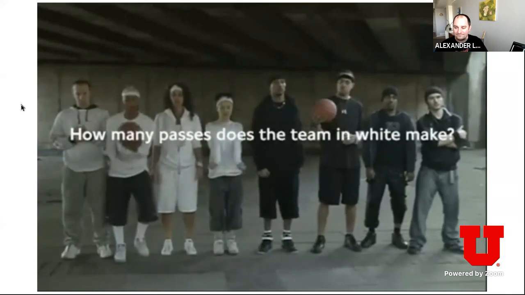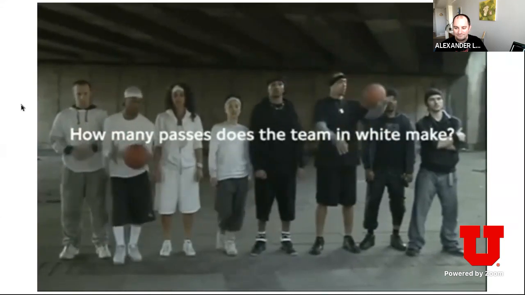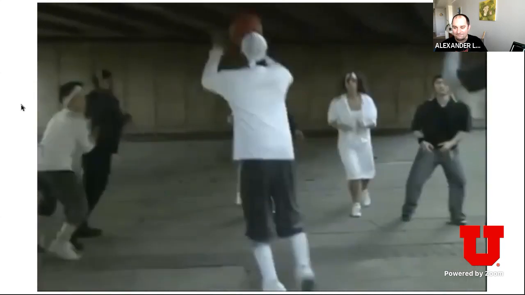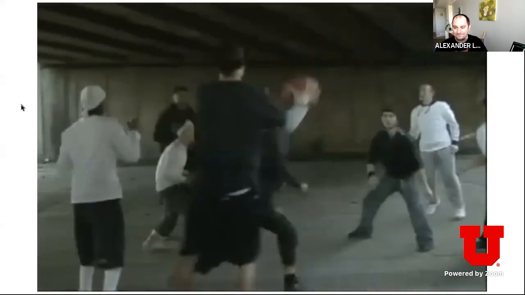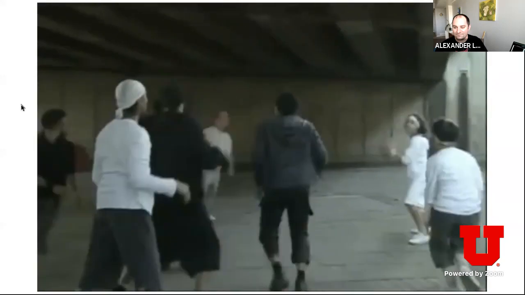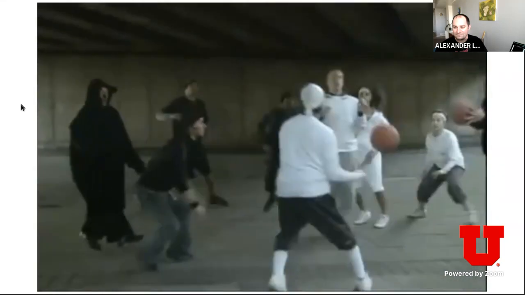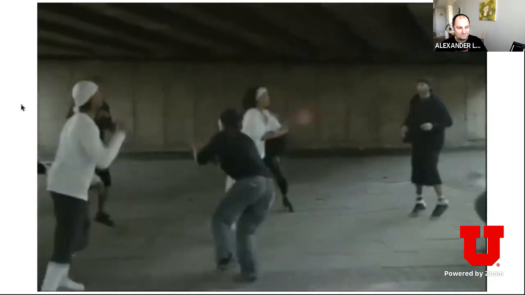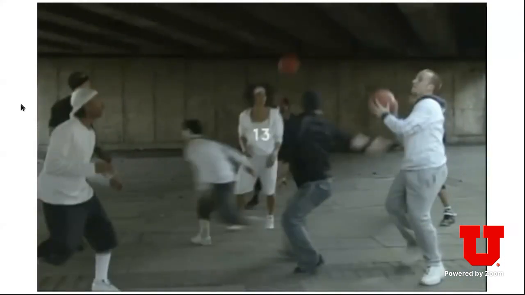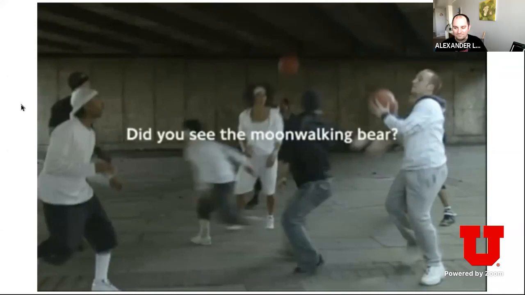How many passes does the team in white make? The answer is 13. But did you see the moonwalking bear?